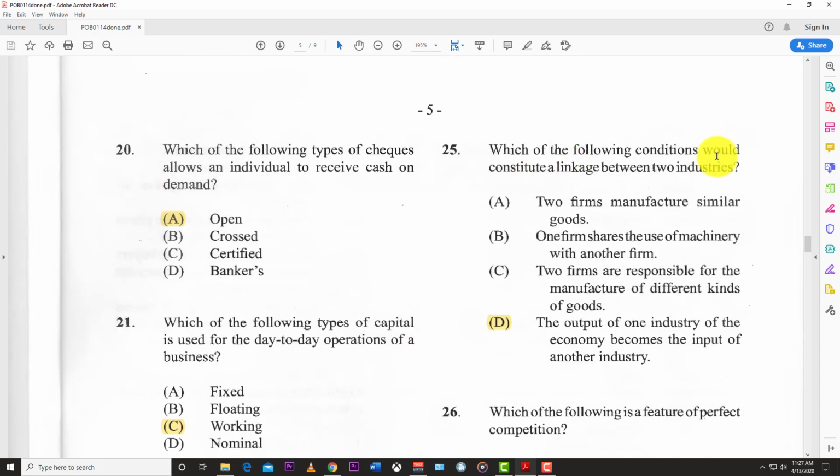25, which of the following conditions would constitute a linkage between two industries? And the answer here is D, the output of one industry of the economy becomes the input of another industry. That's a linkage right there. Could be backward, forward, whichever one.